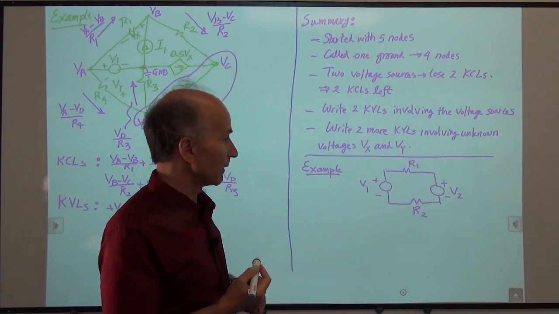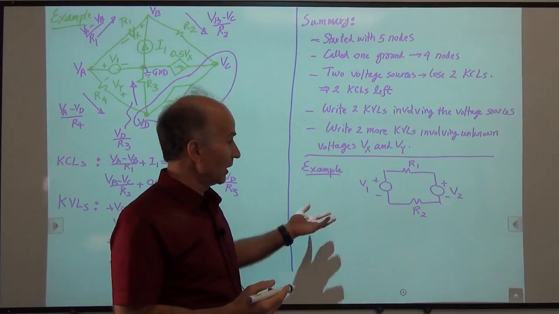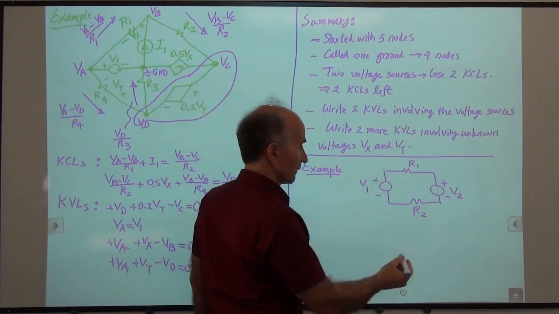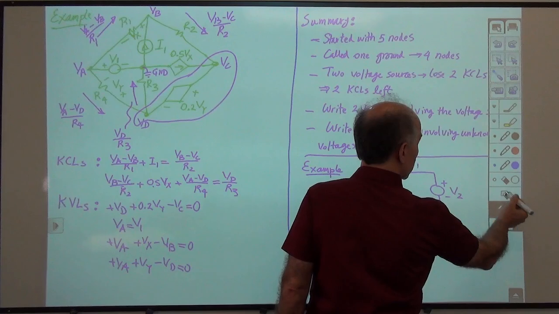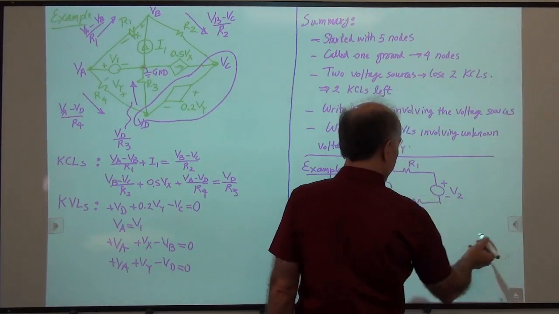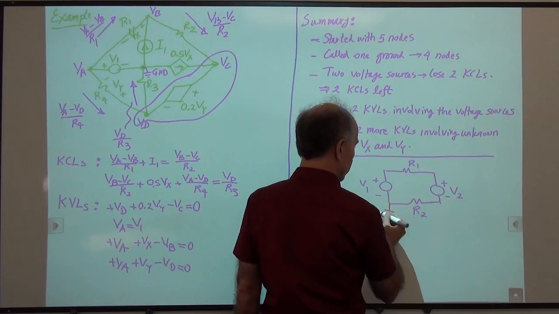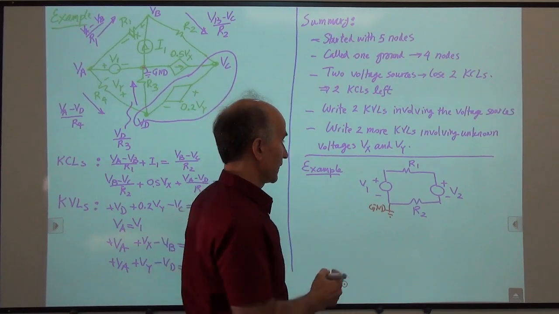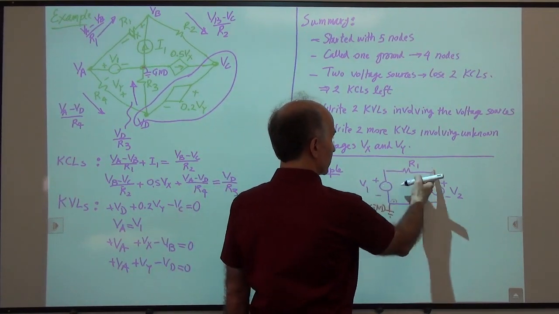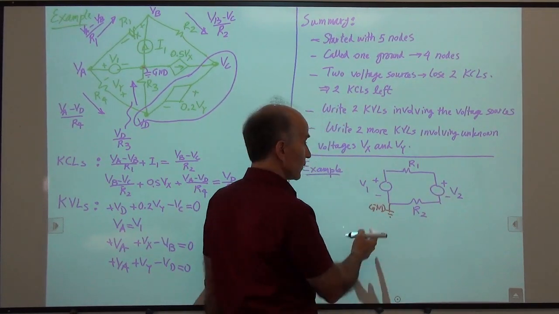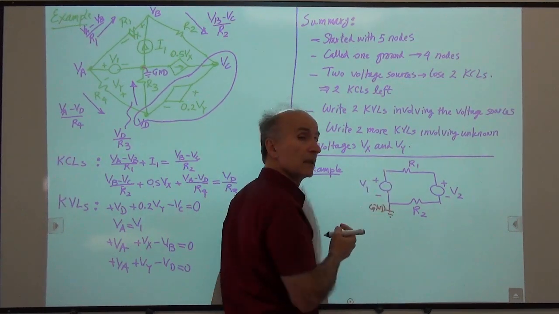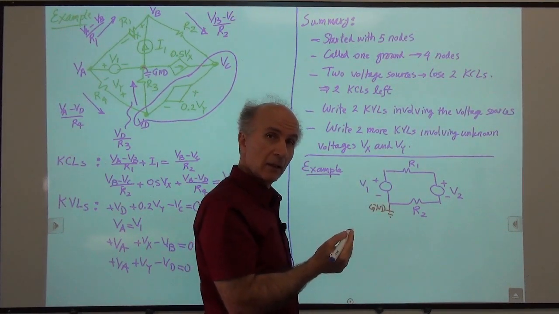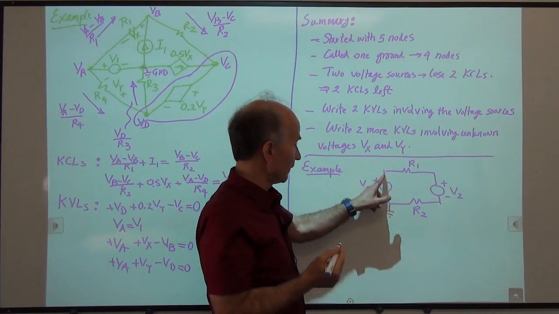Okay, not a problem. So pick a ground. Anywhere is fine. In fact, in this case, there's not much difference. So we'll just pick a ground, for example, here. Then assign voltages. What nodes do I have? 1, 2, 3. 3 nodes, right? So I'm going to call this VA. But should I call it VA? No, because this is already V1 from here to here, right?